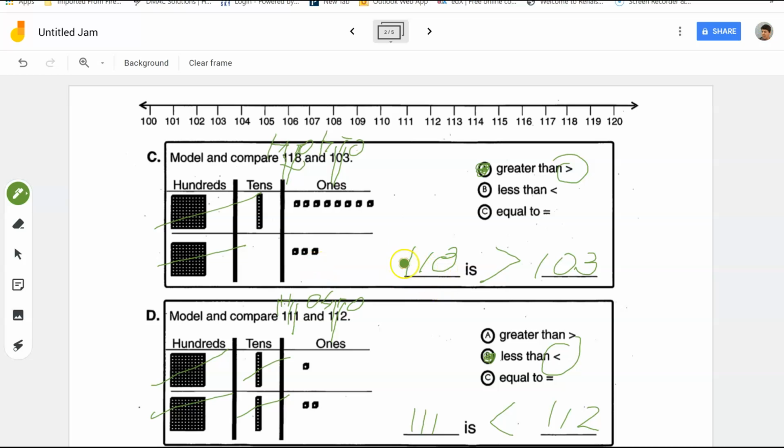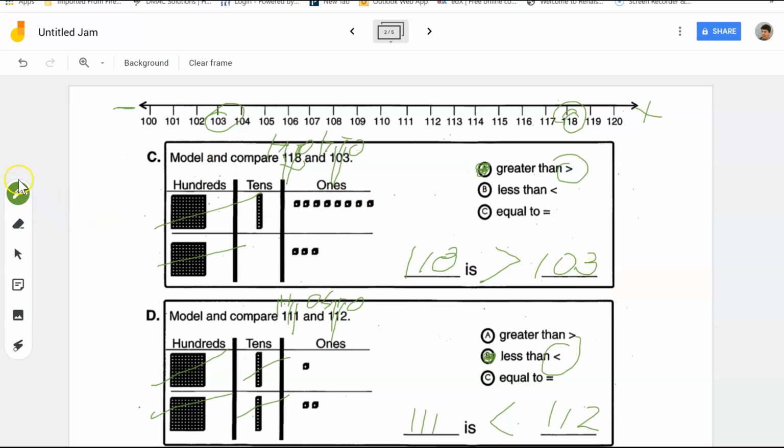And look, we're going to find 118. It's right here, 118. And then I'm going to find 103, which is right here. So look at this. This is the greatest. This is less than. So which one has more? 103 or 118? Obviously 118, right? So 118 is greater than 103.